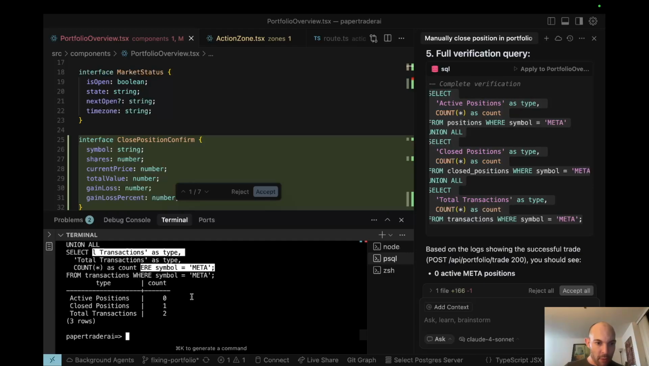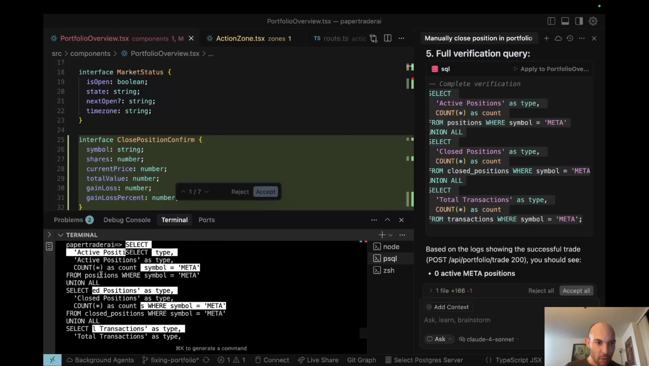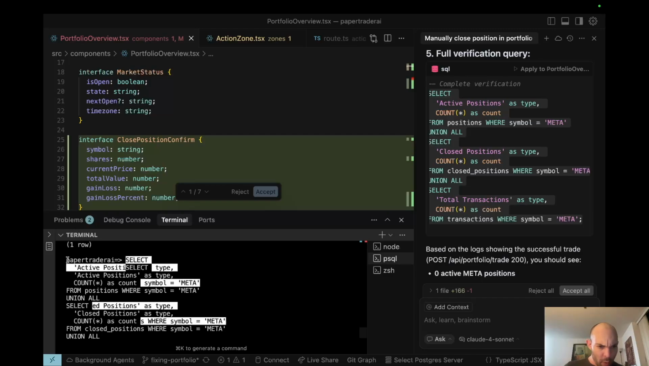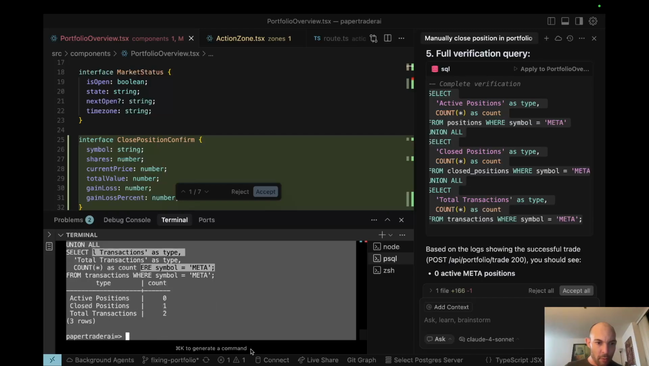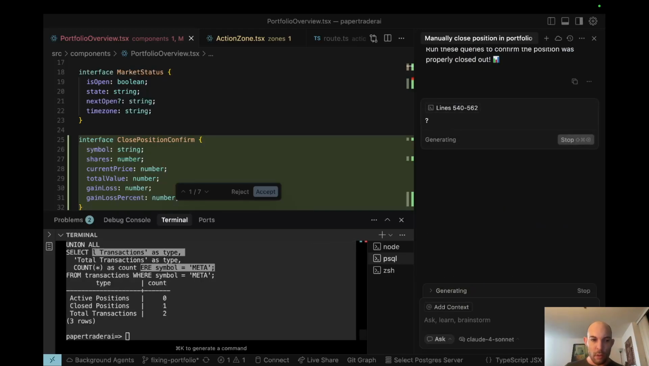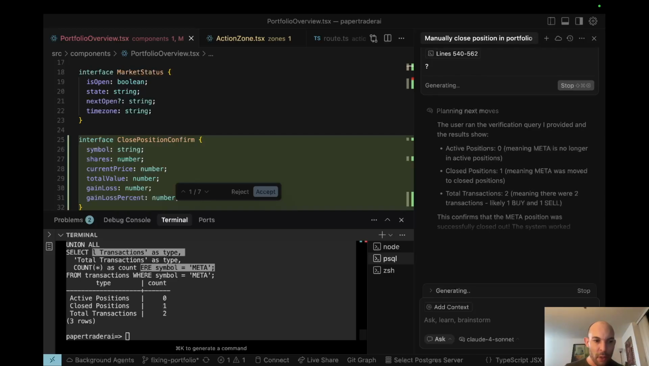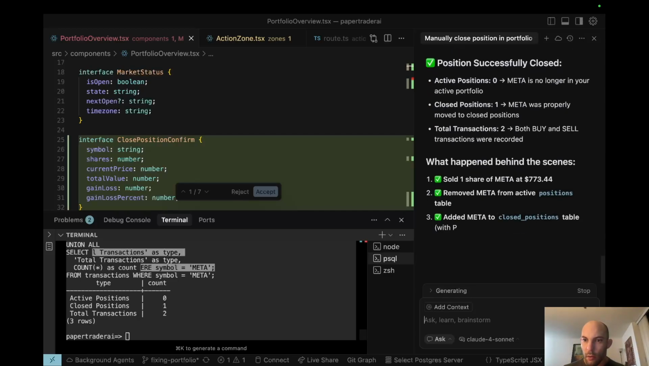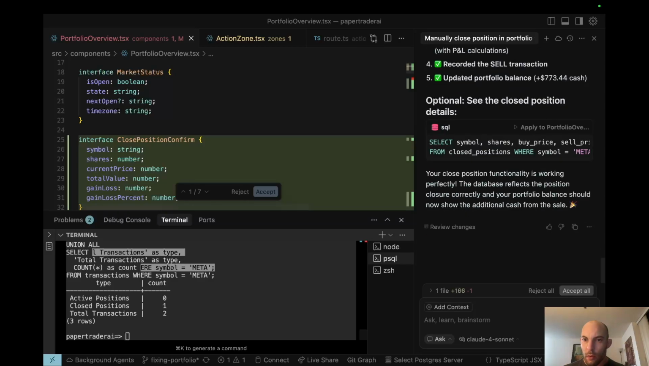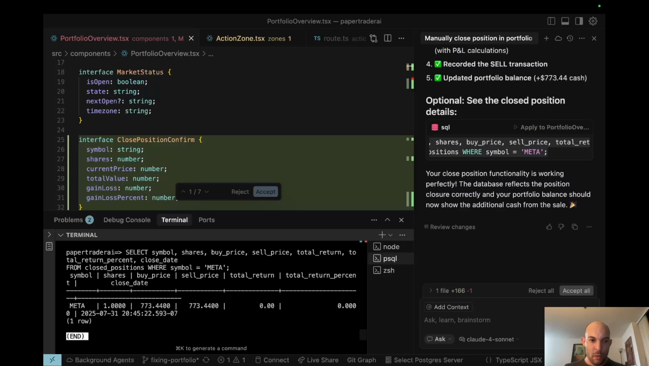Look at that. Active positions, closed positions, total transactions. I don't know if that's real or not, but oh, that's just for meta. So yeah, that might make sense. Let's see. Yeah, we opened it and then we closed it. That's 2 transactions. Cool. Okay, let's see the closed position details. Okay, there it is.